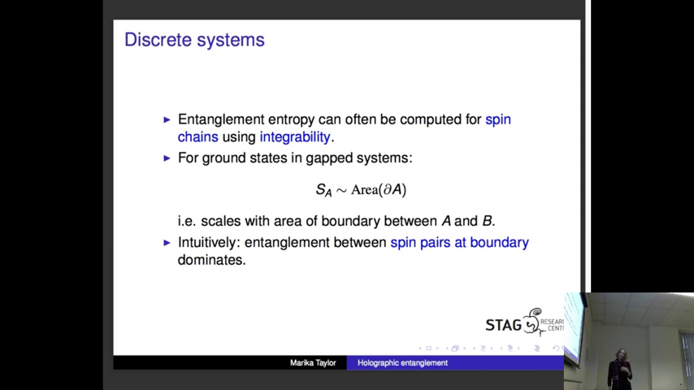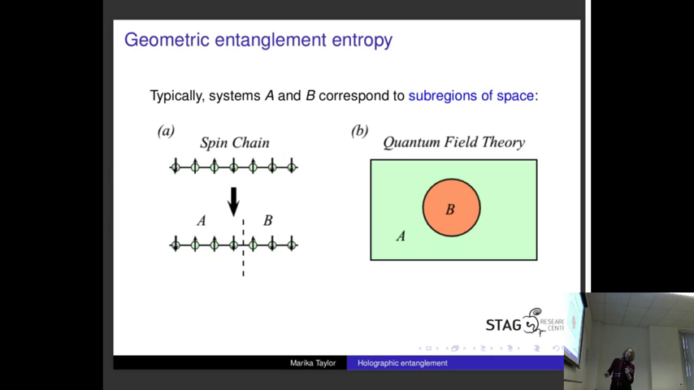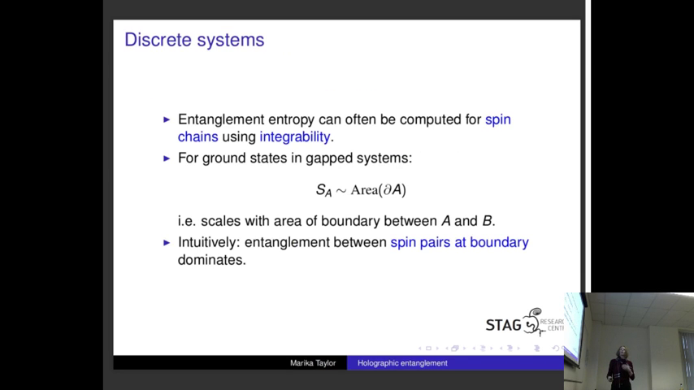Okay, now there's a lot of literature on calculating entanglement entropy for the first case that I show here. This is a one-dimensional spin chain, which is one of the best understood cases. There's a lot of literature on entanglement entropy computation in discrete systems. Why do people like calculating it for spin chains? It's because spin chains have integrability, and that helps you to actually do the computation.